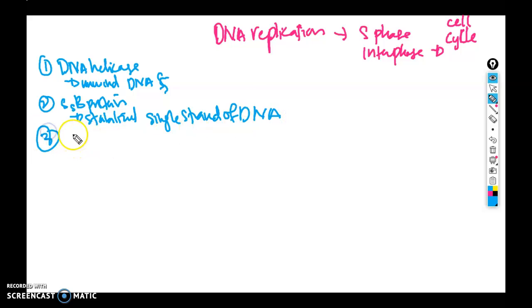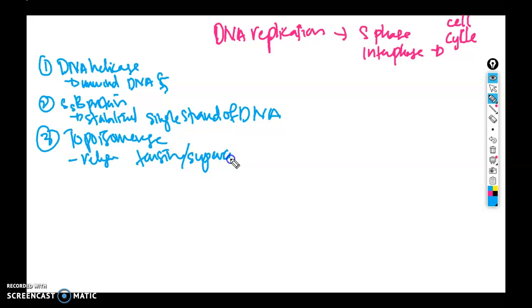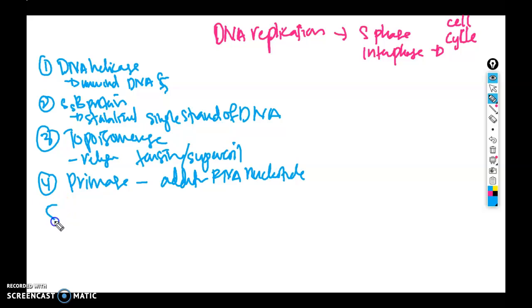Number 3 is topoisomerase, untuk release tensions or supercoil. Number 4 refers to the primase, to catalyze the addition of RNA nucleotide. And number 5, DNA polymerase.